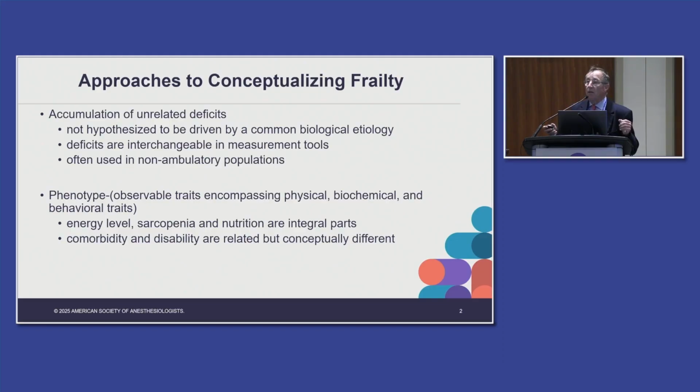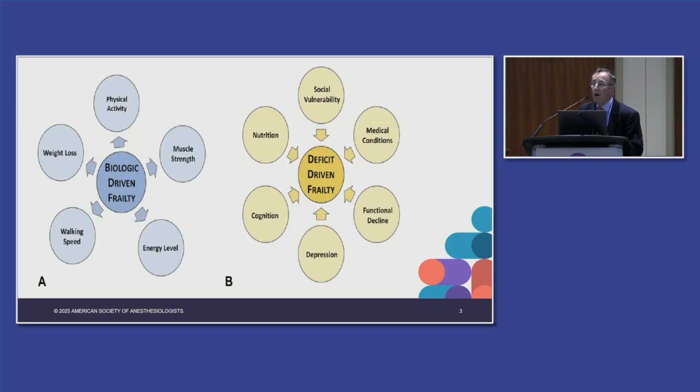populations. The phenotype, on the other hand, is looking at observable traits that encompass physical, biochemical, and behavioral traits. And the things that are of primary importance in the phenotype are energy level, sarcopenia, and nutrition. And comorbidity and disability, which we often think about in frailty, they're related, but they're conceptually different than the Fried phenotype. All right, and this is just to underscore the differences between the two types of assessments.